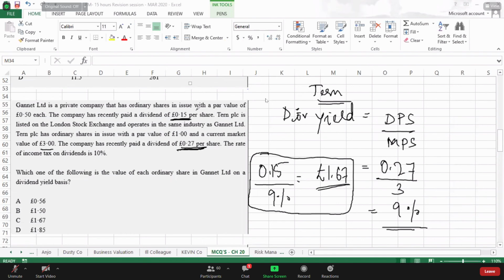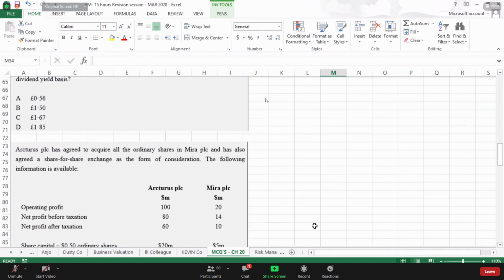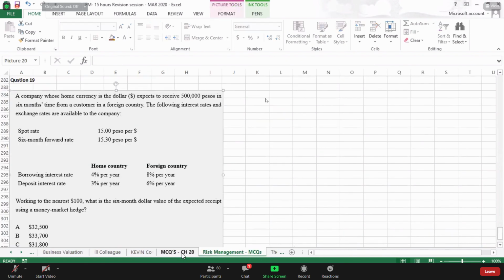Is this clear, everyone? We first calculate the dividend yield of the proxy company, that is Turn company, which is in the same industry as Gannett Limited. And then we apply the same thing over here to get the right answer. Okay, next question. We have 5 minutes. I wanted to do risk management questions also. We'll do it tomorrow.